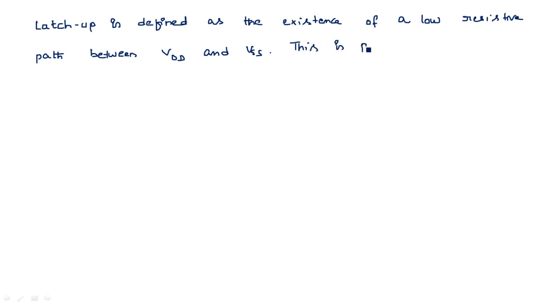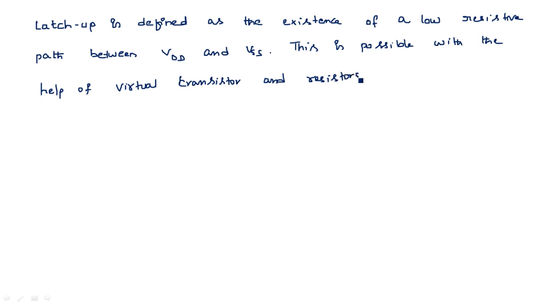This is possible with the help of, what is the reason for this one? Virtual transistors and resistors, which are the properties of the materials which we are using in the creation of the CMOS device. Okay, this is what latch up is.